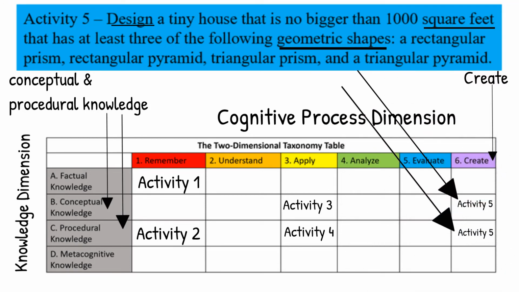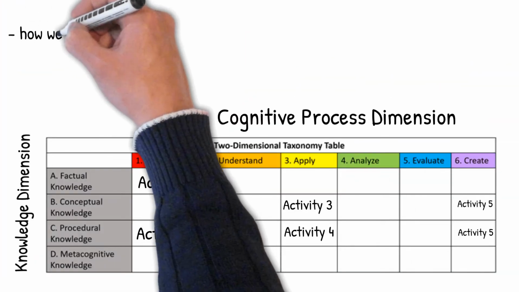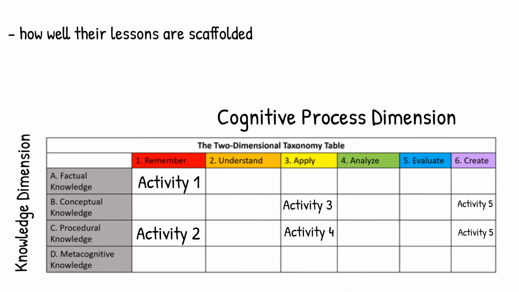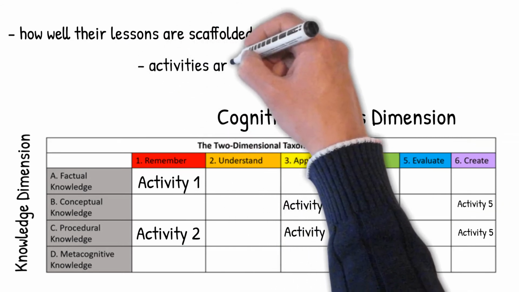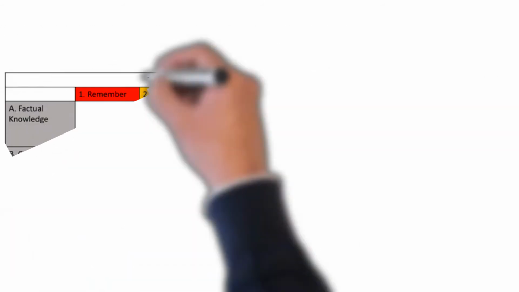Placing activities in the taxonomy table allows teachers to see how well their lessons are scaffolded, whether or not activities are thought-provoking, and where the gaps are in the lessons. The taxonomy table can be used for planning the entire unit.